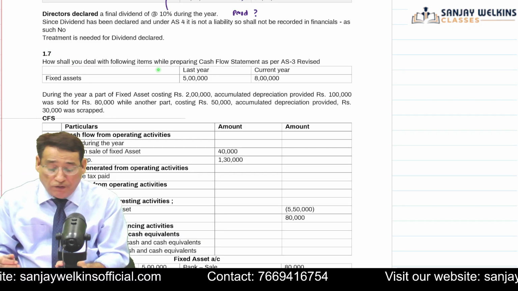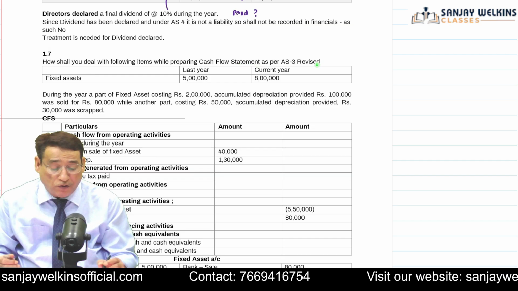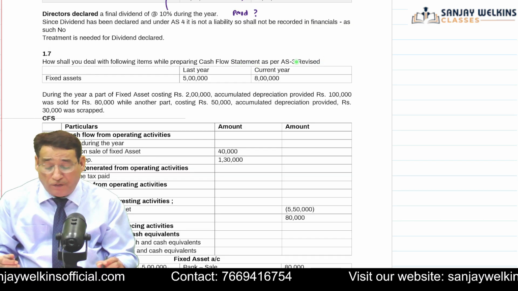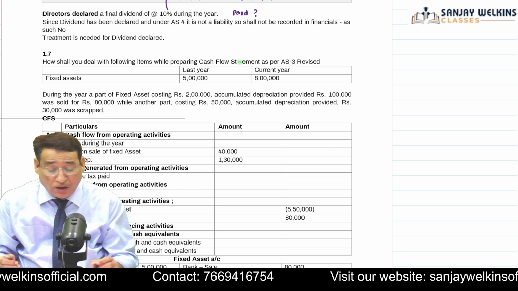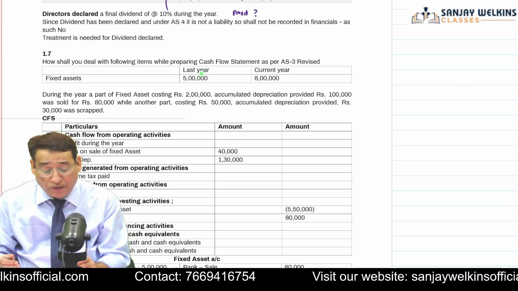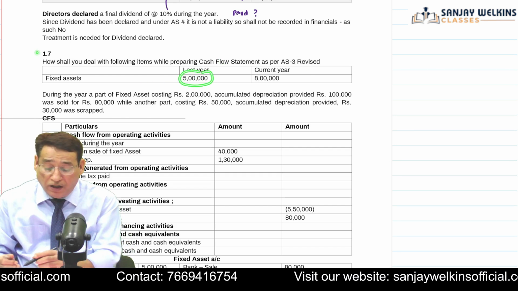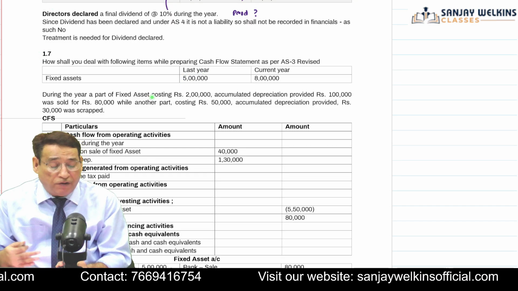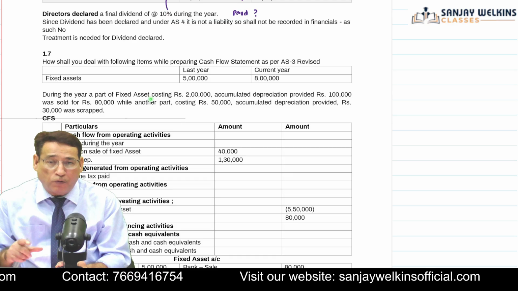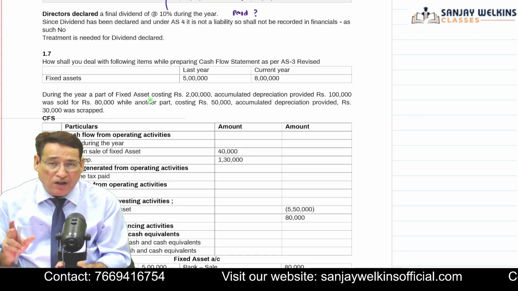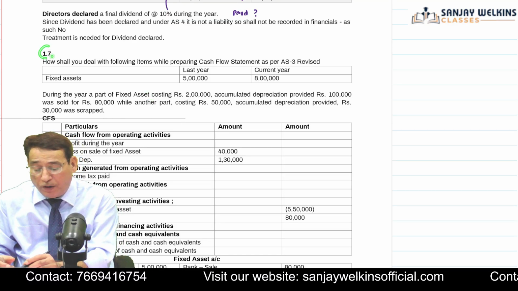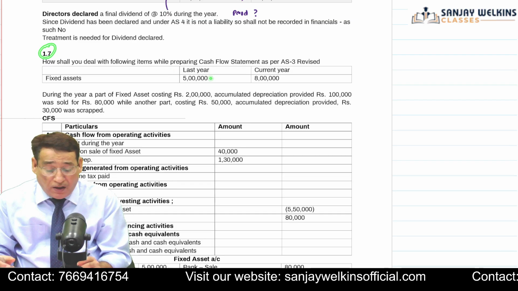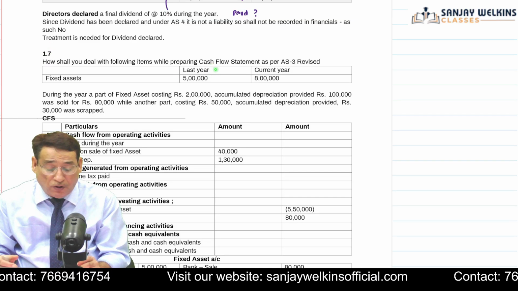How shall you deal with the following items while preparing the cash flow statement as per AS3 revised? Now all these adjustments, up to this particular stage, we did related to provision for tax, final dividend and interim dividend. Now we will pick up 1.7. Here, these adjustments are related to your fixed asset.